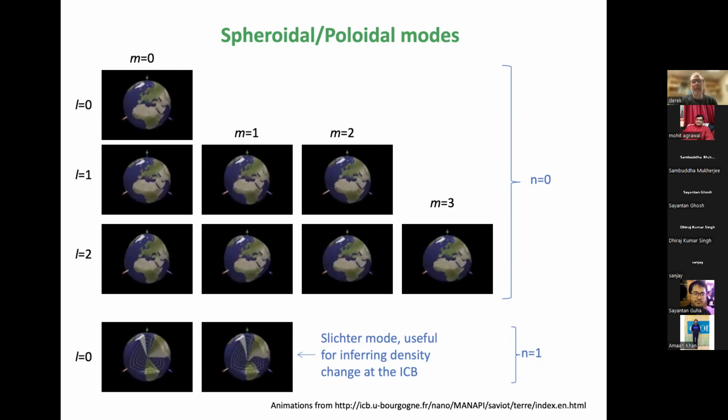So you can see as M increases or L increases, we get a little more complicated modes. So L equals 0, M equals 0 is just a sort of breathing mode. And here's for L equals 1 and M equals 1. This is called the Slichter mode, and it's useful for inferring the density change at the inner core boundary.